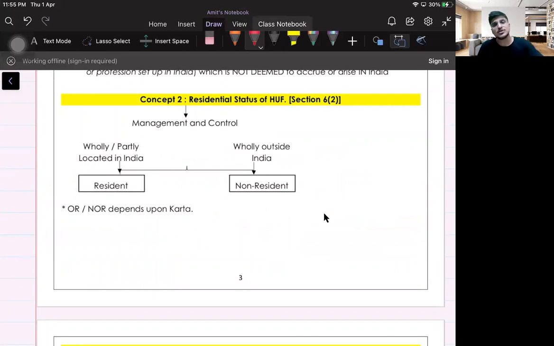But they said HUF ke liye resident non-resident is not sufficient. Resident ke liye further bifurcation is required, whether you are ROR or RNOR. To wo HUF ke liye kaise samjhega? To unhone bola we'll have to see the residential status of Karta. Whether Karta is ROR, then HUF is also ROR. Whether Karta is RNOR, then HUF will also be RNOR. Perfect. It will be dependent upon the management and control of HUF.